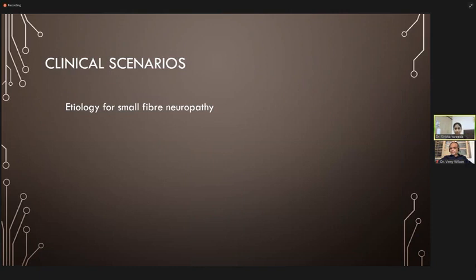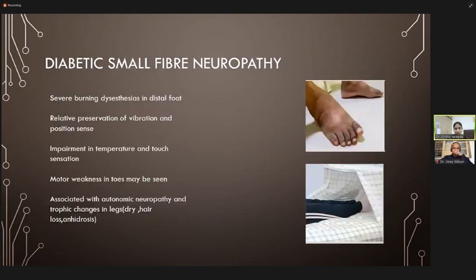Now, having understood the investigations, what are the common causes of small fiber neuropathy? The most common cause, as we all know, is diabetic small fiber neuropathy. So how do these patients with diabetic small fiber neuropathy present? The symptoms are severe burning pains in the distal foot. They are so severe sometimes that they can be associated with some vasomotor changes like redness and blunting of the pain and the temperature. They don't allow even some air from the fan to touch their foot, and they don't let even the blankets cover the foot. So they might use a bed cradle to give some spacing between the clothes and the leg or the foot.